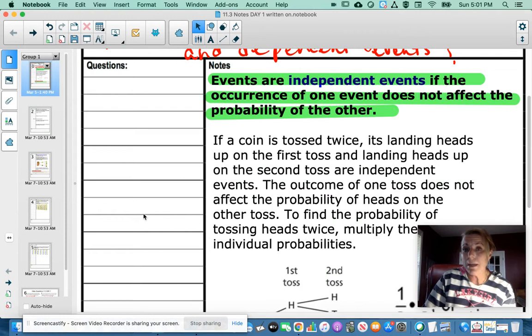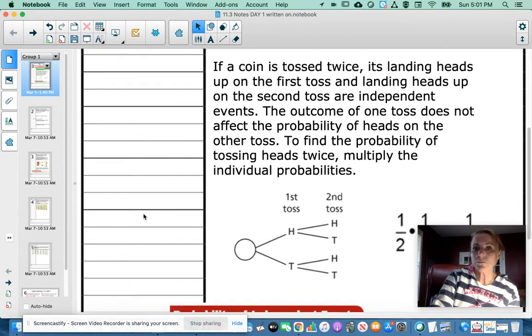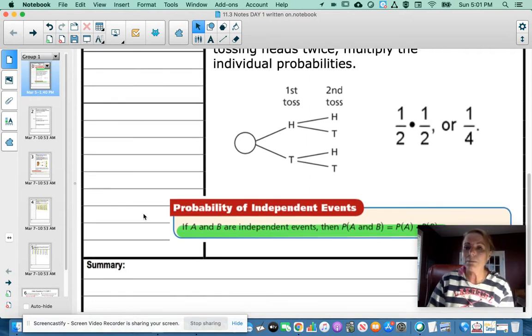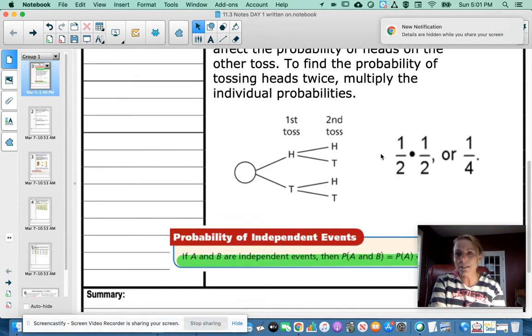Events are independent if the occurrence of one does not affect the probability of the other. If a coin is tossed twice, landing heads up on the first toss and landing heads up on the second toss are independent. The outcome of one toss does not affect the outcome of heads on the other toss. To find the probability of tossing heads twice, multiply the individual probabilities: 1/2 times 1/2. The second probability is not adjusted based on the first because they are independent events.